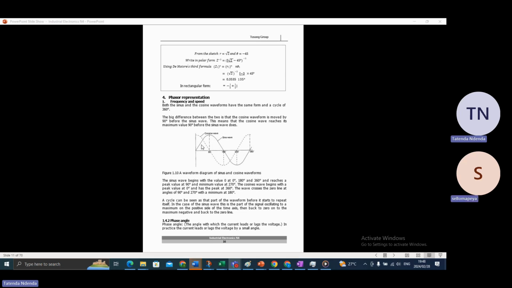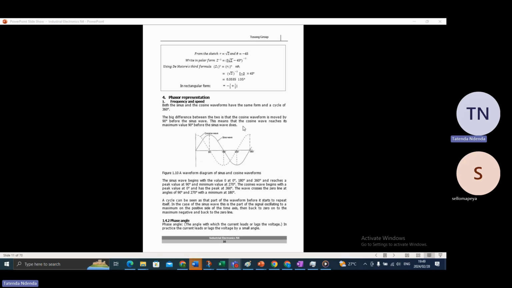Okay, so here I was saying the sine wave is going to be ahead of the cosine wave at a time, but now the cosine wave is going to reach its maximum value before the sine wave. So we're saying Fig 1.10, a waveform diagram of sine and cosine waveforms. The sine wave begins with a value of 0 at 0, 180 and 360 degrees, and reaches a peak value at 90 degrees and a minimum value at 270 degrees.